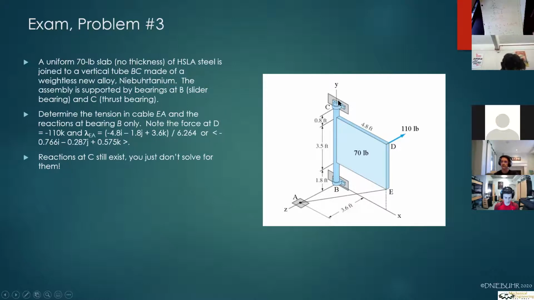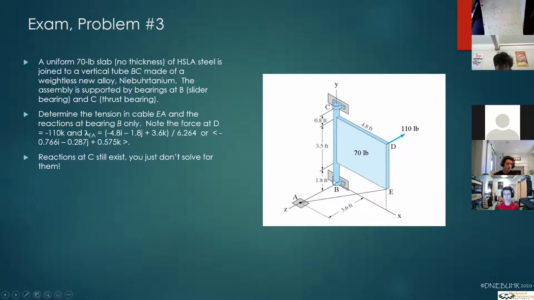But the key with this problem is I said you don't have to solve for C, but that doesn't mean it doesn't exist. I just didn't make you solve the direction to C because of time. But what I saw on a few, which is what I didn't want to see, was that it was ignored, and you can't ignore it.